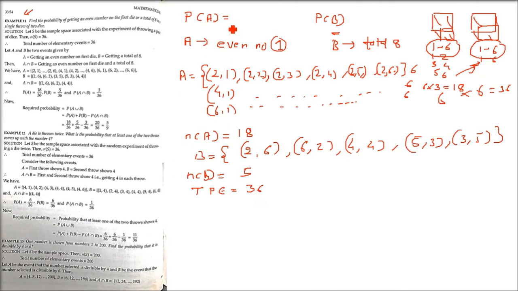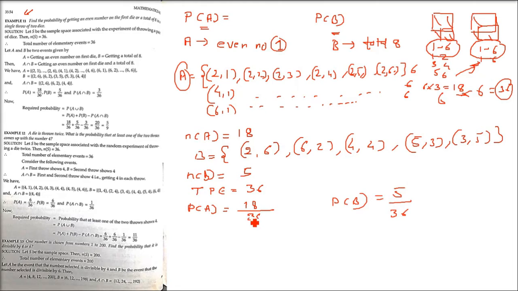So now you see the probability of A will be the favorable cases for A divided by the total number of cases. Favorable is 18 here and the total number is 6 into 6, 36. Now what is the probability of B? The total number of favorable cases is 1, 2, 3, 4, 5. Elementary events 5, and the total number of cases is 36.